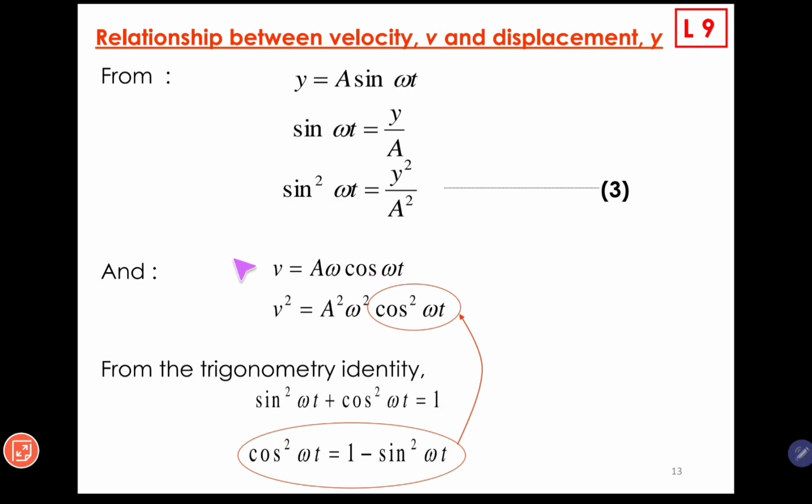Alright, and then from the equation derived before, v in terms of t, which is v equal to a omega cos omega t. By squaring both sides, what do we get now? V squared equals a squared omega squared cos omega t squared. And in trigo before, I think you have learned in school, sine omega t squared plus cos omega t squared equals 1. So cos omega t squared equals 1 minus sine omega t squared. We just substitute into this equation. Okay, and then what do we get?